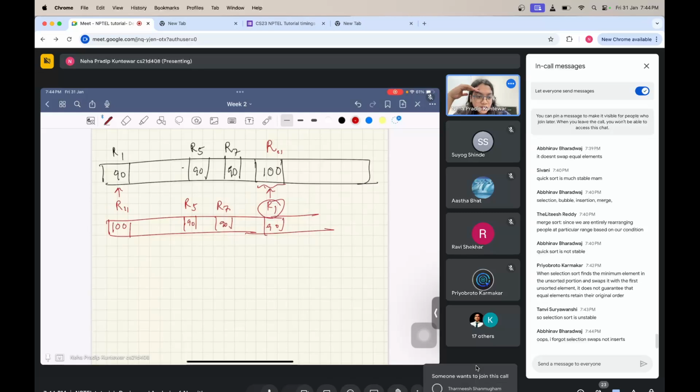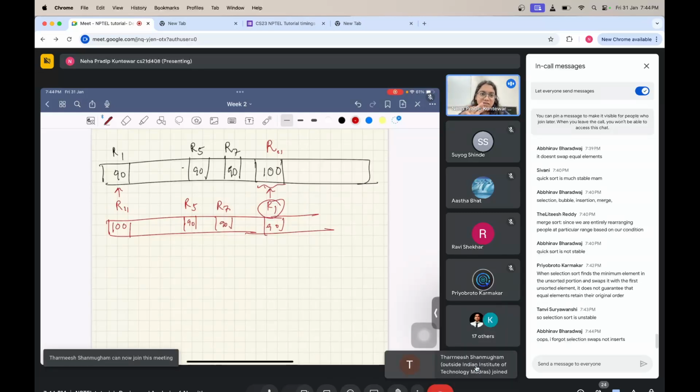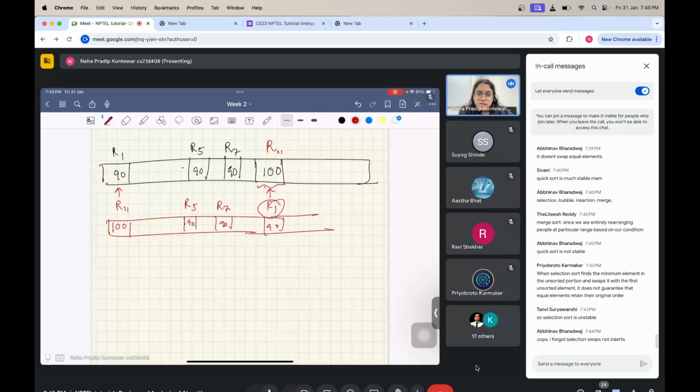And it will keep on disturbing as it passes through. So yeah, that was the catch. Selection sort basically just takes two elements and swaps them, and it does not push and insert. Okay, so selection sort is not stable. How about merge sort?